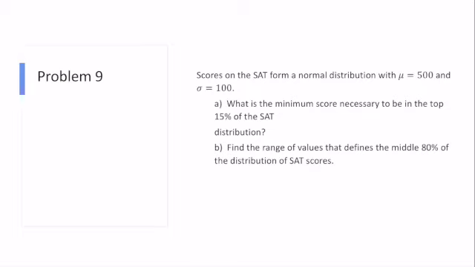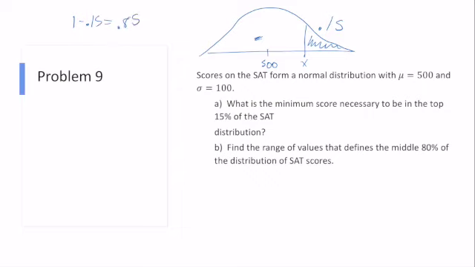So this is a little bit different. If I want to be in the top 15%, I want to have the area over here of 0.15, okay? Now remember, when we look up a z-score, the z-score tells us the area less than x. And the total area under a normal curve has to add up to 1. So if I want to find the area over here, I can take 1 minus 0.15, which equals 0.85. So I have an area of 0.85.